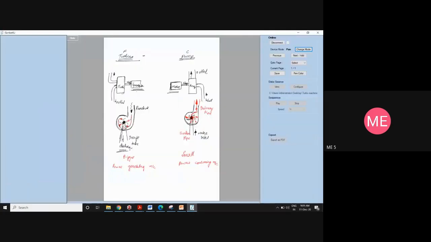Okay. Can you see the cursor? Can you see the cursor? Yes, sir.